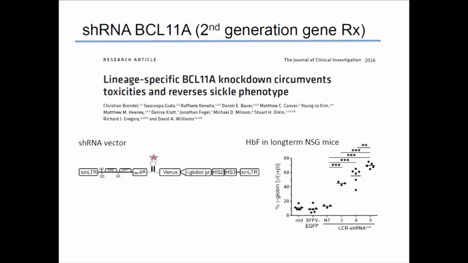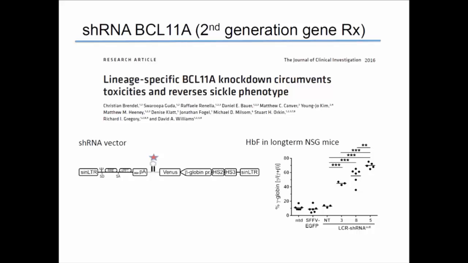In addition to that approach, there's one that I think deserves mention in this context, and that is a sort of second-generation gene therapy. We hope there will be a trial that David Williams at Children's Hospital in Boston is establishing, in which the BCL11A expression is knocked down using shRNA. So this is not an editing, it's really just a form of gene therapy, but the knockdown is in an erythroid-specific manner and using this kind of vector.